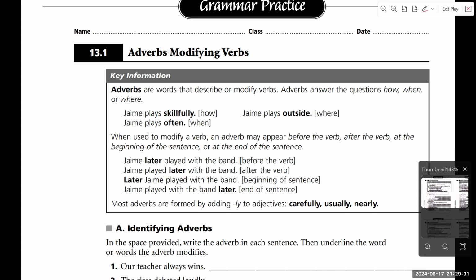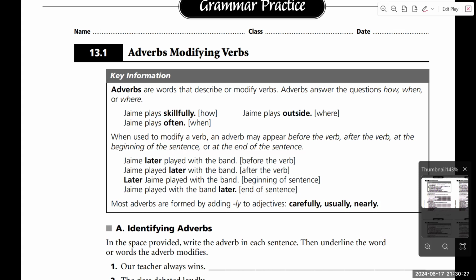Can you please read first the three example sentences on adverbs? Jamie plays skillfully. Jamie plays outside. Jamie plays often. The first one answers how, outside answers where, and often answers when. So you will know it's an adverb because it's answering the question how. For example, how did Jamie play? Skillfully. When did Jamie play? Often. Where did Jamie play? Outside. So you will know if you also know how to make the question.